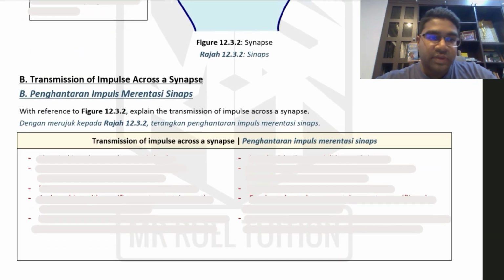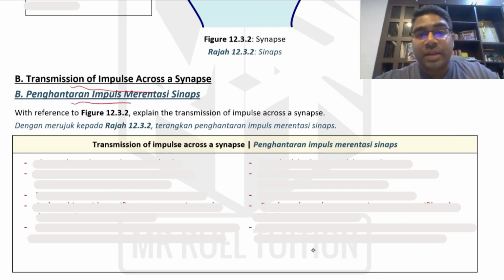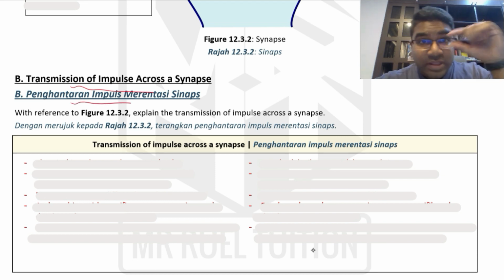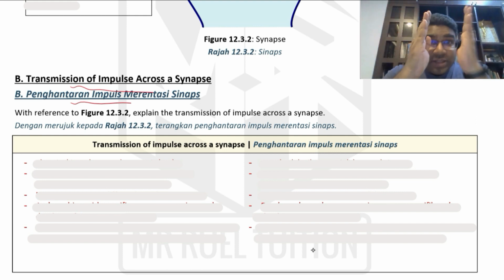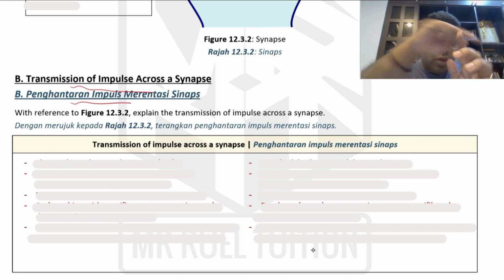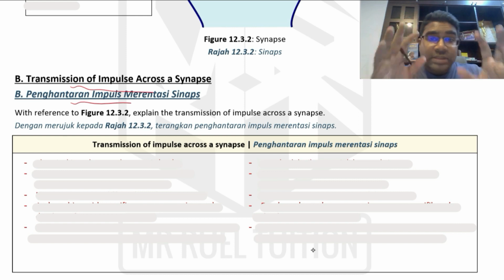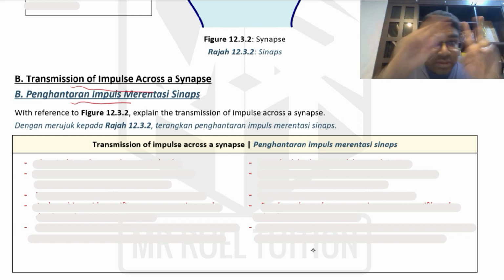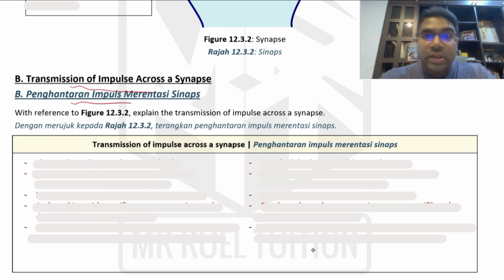Let's look at the story first. How is the transmission of impulse across the synapse? Bagaimana penghantaran impuls merentasi synapse? Sebab dia adalah celah tau. It's a gap, you know. It's not continuous. Dia tidak bersambungan. Ada satu ruang di sana. So macam mana impuls saraf boleh lompat dari sini ke sini? How does the nerve impulse jump from one place to another when there's a gap in between?